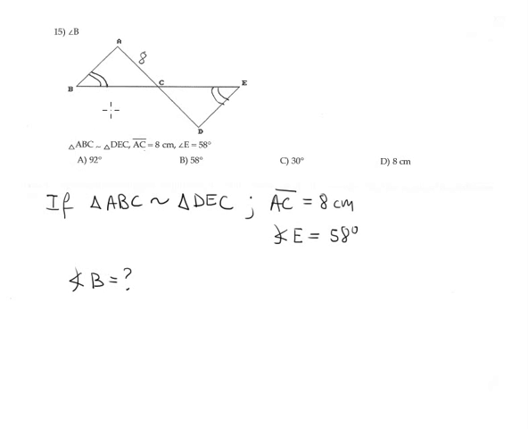But according to the position, it's obvious. This segment is 8. I suppose that this segment is also 8. And this is obvious. Okay, the angle B is equal to the angle E. And therefore, the conclusion is then angle B is equal to 58 degrees. Okay, corresponding with the option B.